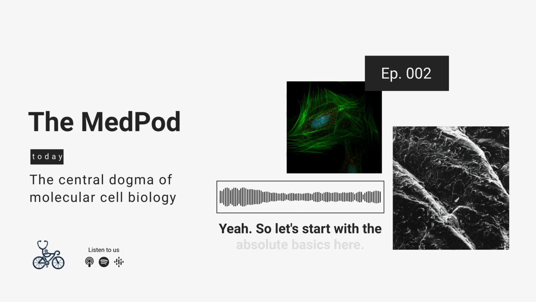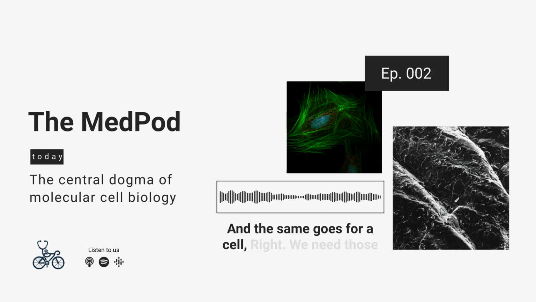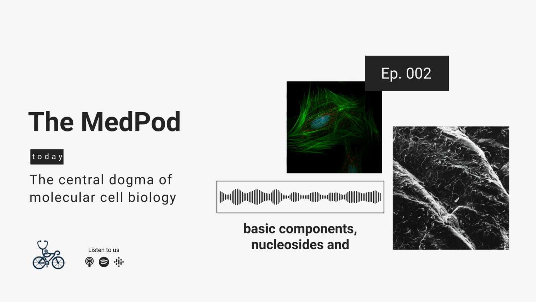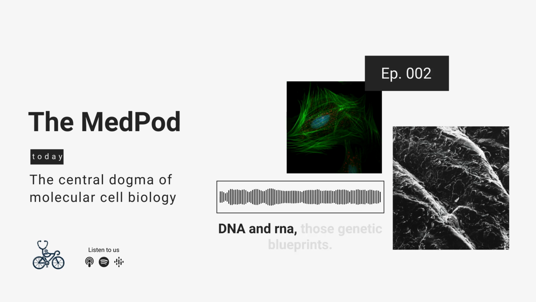So let's start with the absolute basics here. What are we even working with? What are the fundamental building blocks in this molecular world? Well, if you want to think about it like building a house, you can't do it without bricks and mortar. The same goes for a cell. We need those basic components, nucleosides and nucleotides. And these are what actually make up the DNA and RNA, those genetic blueprints. So, like the letters of our genetic alphabet.